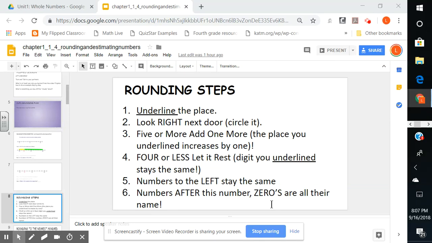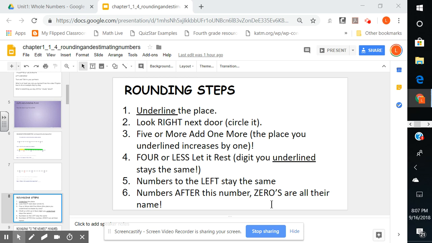In this video, we are going to talk about rounding first and then estimating. So first we are going to talk about rounding, the rounding steps. As you know, when we round, we underline the place. We look right next door and we circle it.